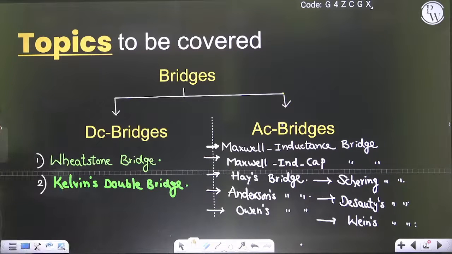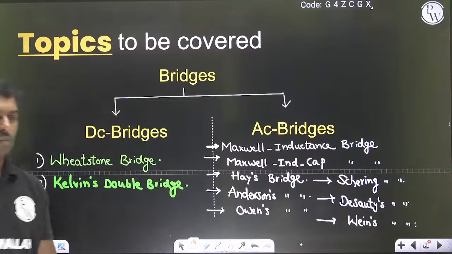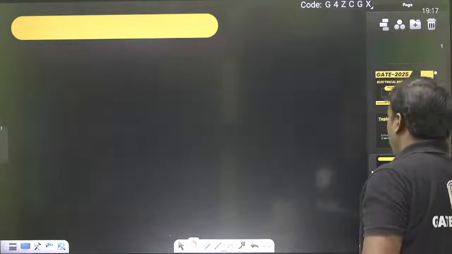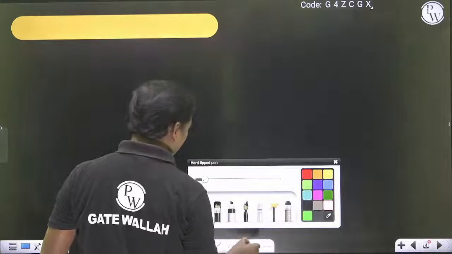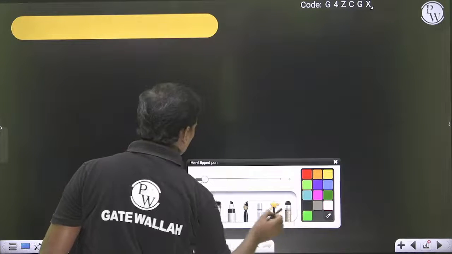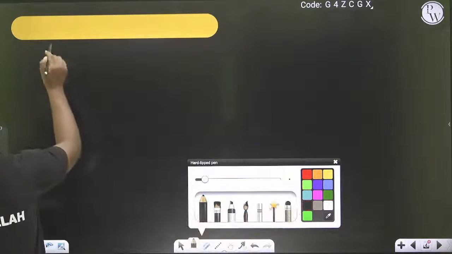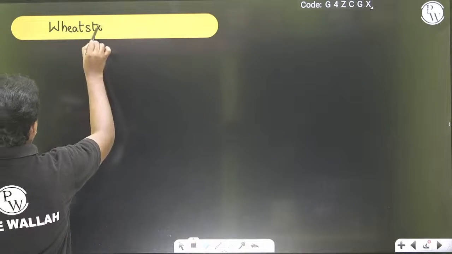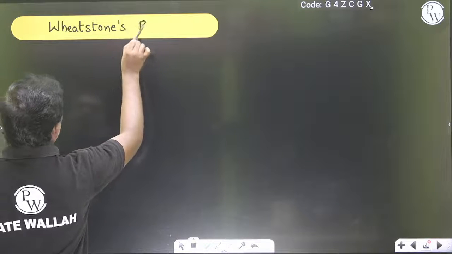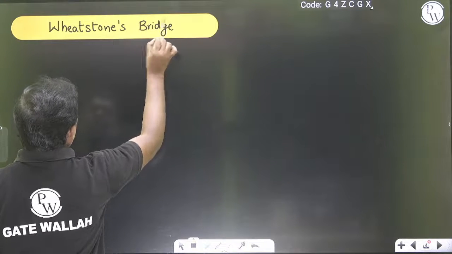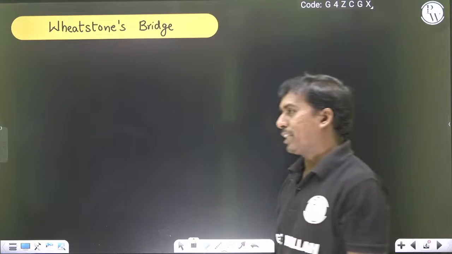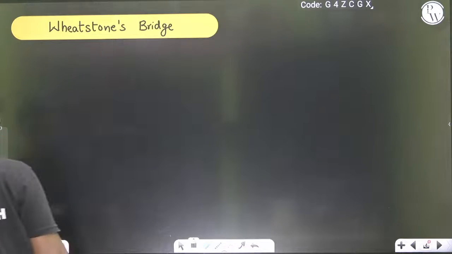Chalo, we'll discuss first the Wheatstone bridge. We'll start with the Wheatstone bridge first. So on the Wheatstone bridge, there are very high possibilities of questions being expected. Every year we are getting one question in the Wheatstone bridge.